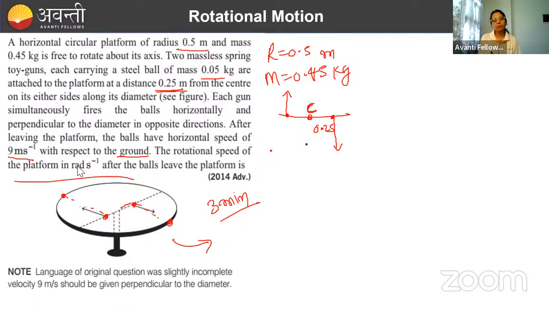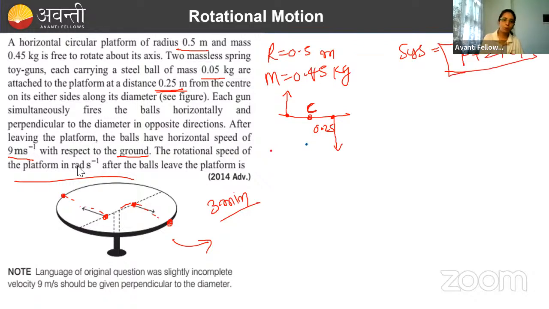Now, how can we solve it? We can easily solve it by applying conservation of angular momentum. We just have to be careful about taking the system. So देखो मैं यहाँ पे करती हूँ इसको. Suppose कर लो ये circular platform है और ये दो जो toy guns है. मैं इन तीनों को एक system लेती हूँ. So what is my system? My system is platform plus 2 toy guns. So they are my system.